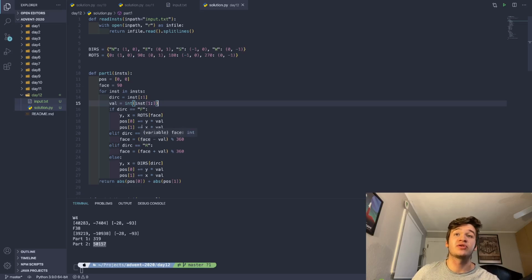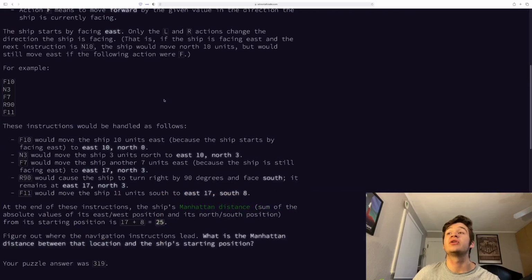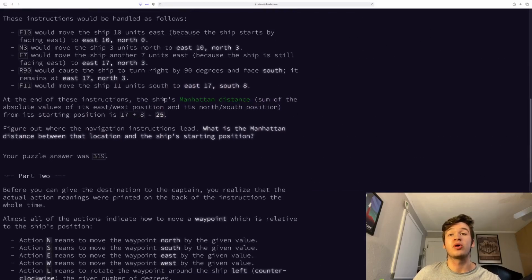So we do a similar thing to what we do in forward, except we look up in our directions instead of in our rotations. Then at the end, once we loop through all of those instructions, we simply return the absolute value of each of the parts of our position, and that will give us our Manhattan distance, and that is our solution. So after that, we can jump down to part two.